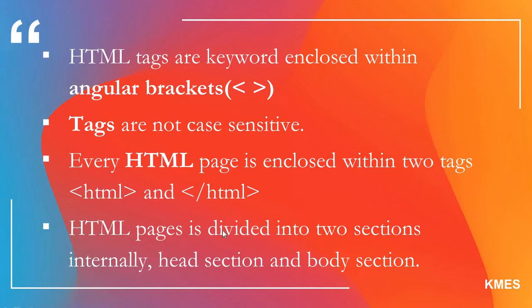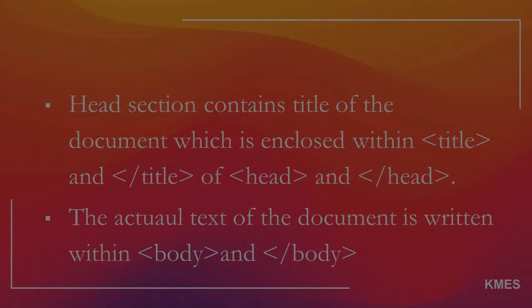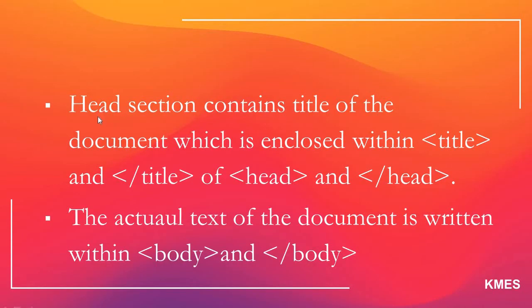An HTML page is divided into two sections internally: first the head section and second the body section. What is the use of the head section and the body section? The head section contains the title of the document, which is enclosed within the title tag. It gives the title to your web page, your website. And the actual text of the document is written within the body tag.